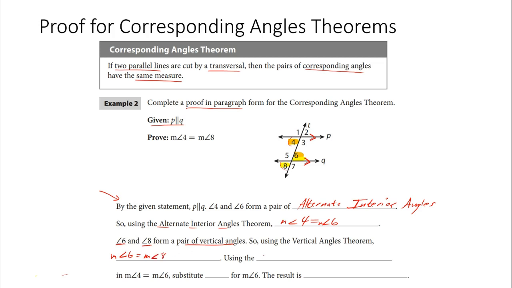So let's see, using the transitive property perhaps? Because if you think about it, if the measure of angle 4 equals the measure of angle 6, and the measure of angle 6 equals the measure of angle 8, then by the transitive property, the measure of angle 4 should be the same as the measure of angle 8.